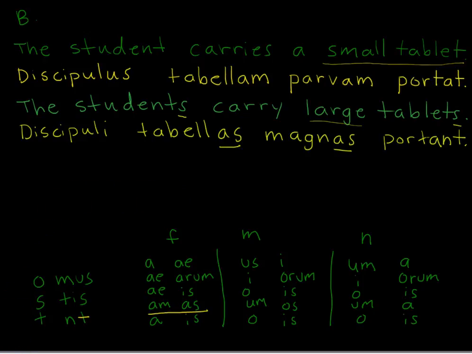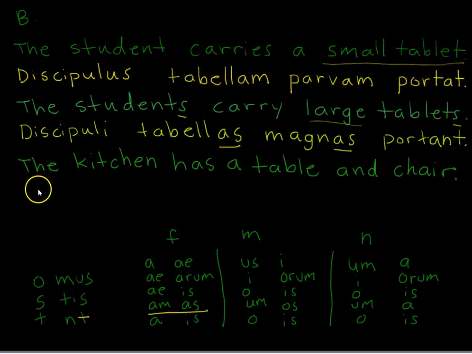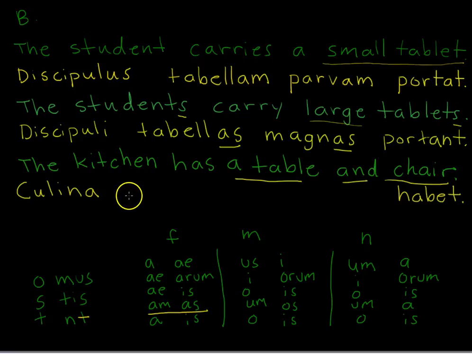Now let's get ready to do the third sentence. Okay, here we are. The kitchen has a table and chair. All right, do you remember the word for kitchen? Kitchen is culina. And all the way down here, we're going to do has. Habeo, habes, habet. Kitchen is an it. It has. Habet. Habet, a table and a chair. So there's two DOs and a conjunction there.